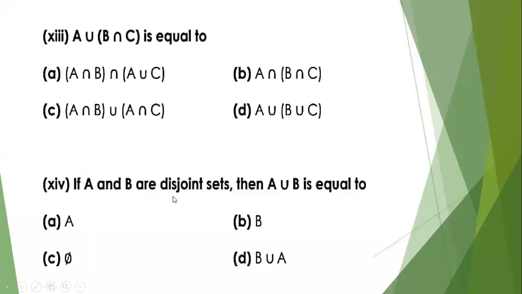Okay, the 14th part we have: if A and B are disjoint sets, then A union B is equal to what? Can anyone tell me what you mean by disjoint sets? Anyone, please turn on your mic and let me know what you mean by disjoint sets. Someone, please.